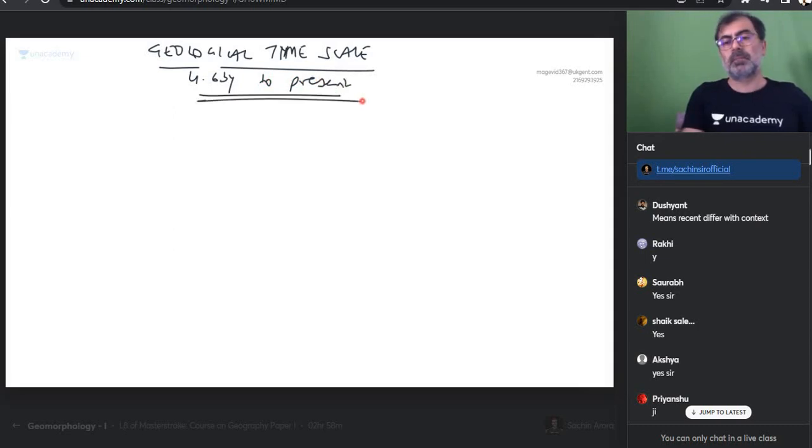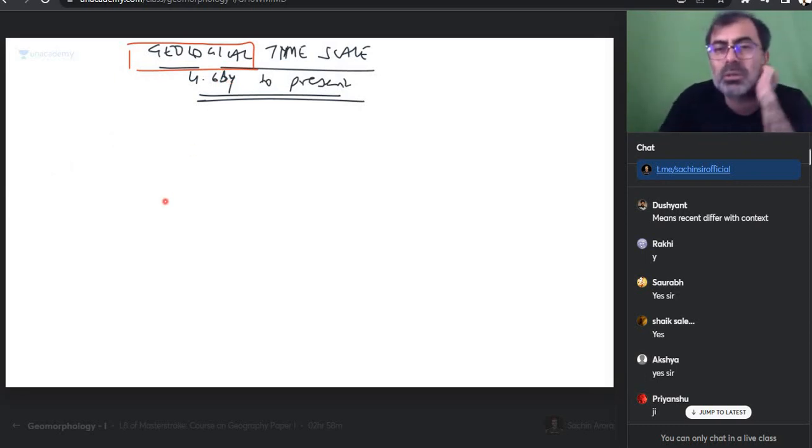Who uses the geological time scale? Geologists. Even biologists also do it because they have to study everything. Does a geographer also have to study everything? Normally we borrow their notes. We don't have to. But at least to understand their notes, we must understand the categories, no? Do you understand why am I doing that?